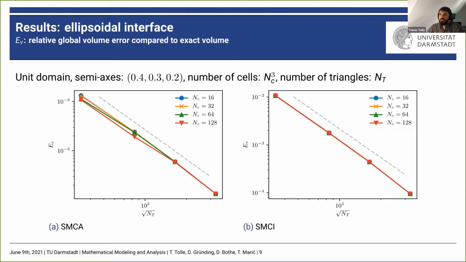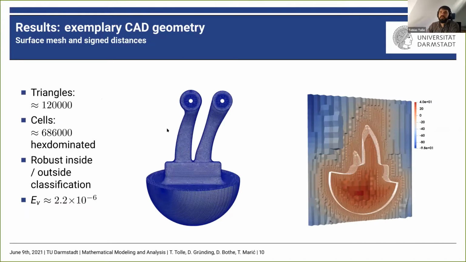So let's move to a more complicated test case, something like this cat geometry, for example, which approximates a non-smooth surface with kinks. We have here the surface mesh, and on the right-hand side, the signed distances. We can see here that the inside is the positive part of the domain, and our method robustly computes the correct sign, or classifies inside and outside. And if we compute the volume fractions from this, we get a global relative volume error on the order of 10 to the power of -6.